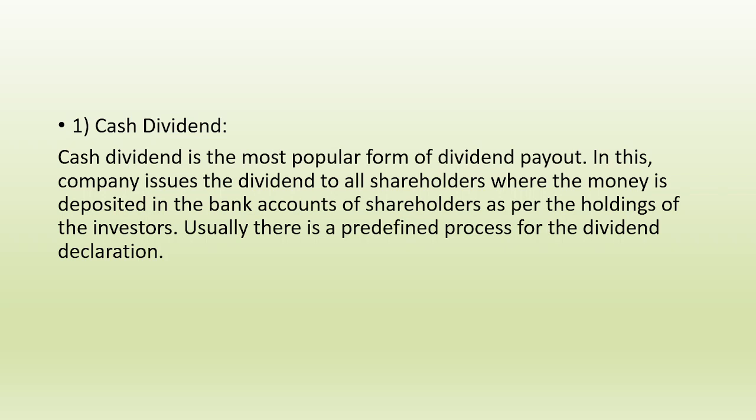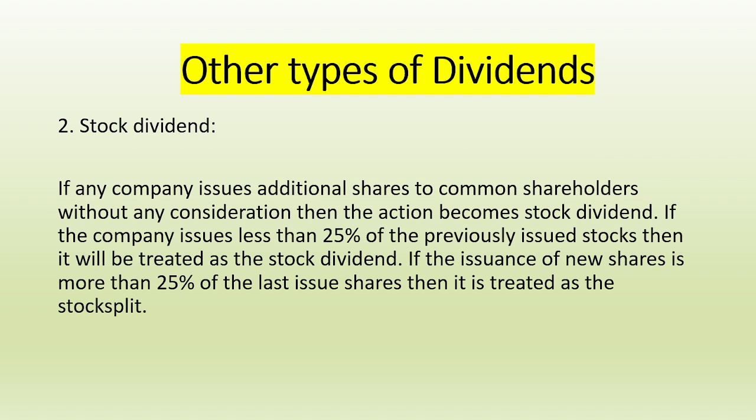Now let's understand cash dividend. Cash dividend is the most popular form of dividend, which is generally paid in cash. Then we have stock dividend. In stock dividend, the company is not paying cash. Here the company is issuing additional shares.